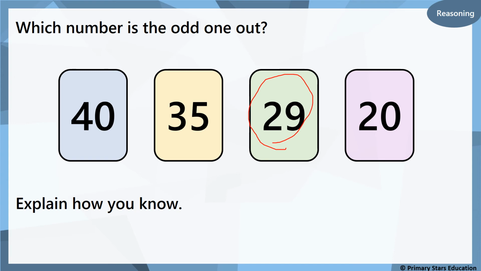It's the only one that isn't in the fives. Do we say the number 40 in the fives? Yes. Do we say the number 35? Yes. Do we say the number 20? Yes. But do we say the number 29? No. And how would we know that really quickly? Have a look in the ones. What doesn't 29 have that we know that all of the other numbers have in the 5 times table? They always have in the ones either a 0 or a 5, don't they? But in 29 there is a 9, so it's not in the 5 times table.